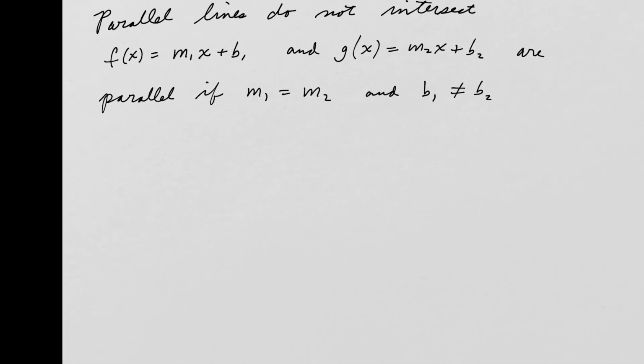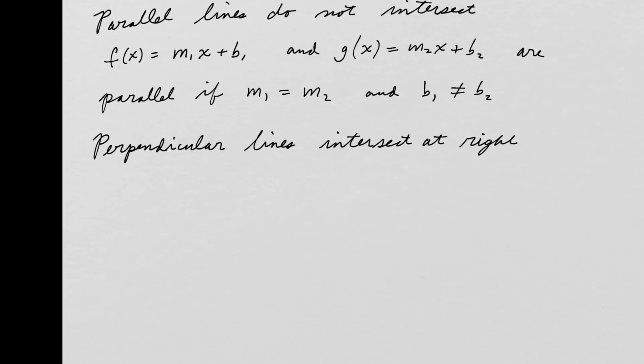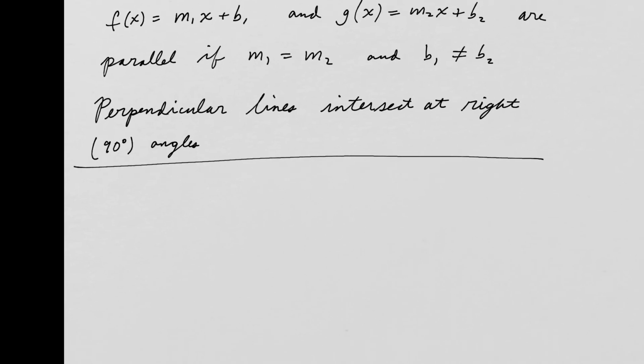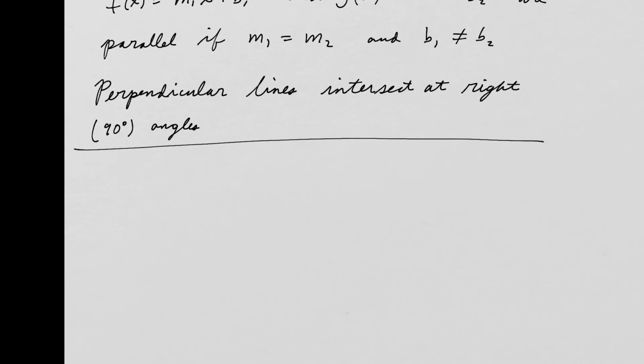And then perpendicular lines, what's special about them? They intersect at right angles, right? At 90-degree angles. So they intersect at right, by right I mean 90-degree angles. Okay, so actually I don't need a line there. Let me get rid of that.